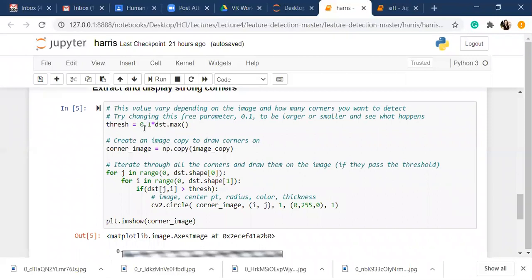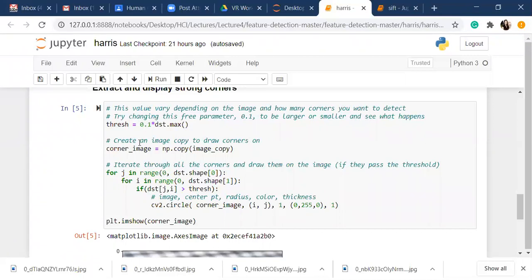you have to use the threshold. This is, again, a free parameter, 0.1. You can change it by taking a larger one or a smaller one. There is no standard for choosing the threshold. It just depends on how many corners you want to detect inside your image, and it depends on the application. So you can hit and try with other values also. In my case, I am taking 0.1.